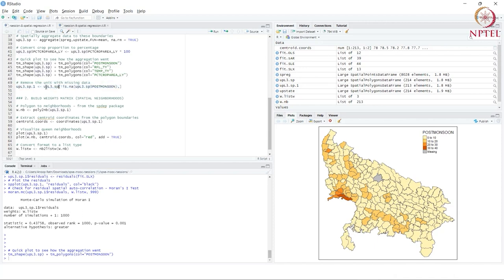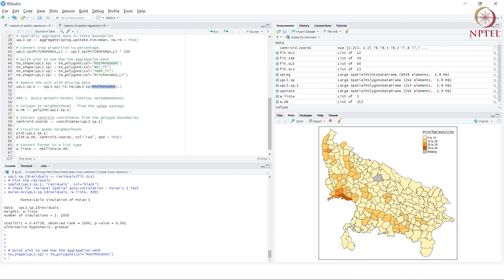So if you remember, we'll use this condition. Dot is NA is a way to check if an observation is missing. And when I say not is dot NA, that means I want only those where the observations are not missing. So I only want available observations for post-monsoon. So I only want to keep the rows where post-monsoon observations are available. If it's missing, I don't want that.